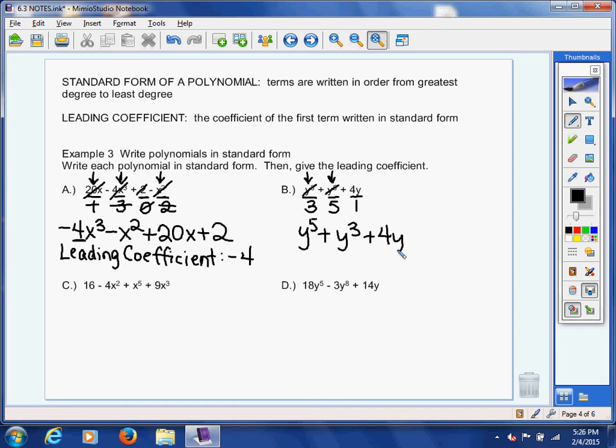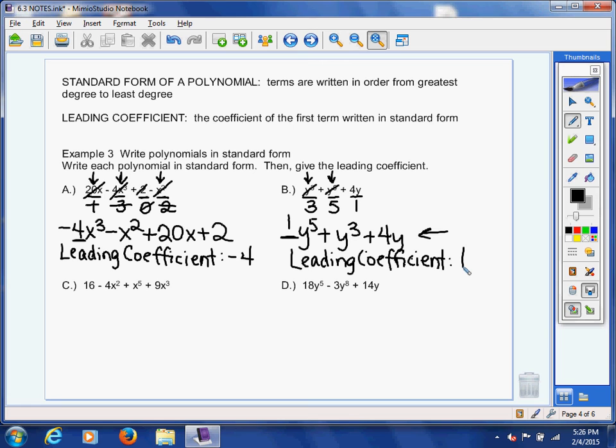It's in standard form. Now, we want to identify our leading coefficient. Okay. It's always the number in front of your first term when it's in standard form. Now, it's in standard form right here. That's standard form. So what's the number in front of y to the 5th? Well, I don't see a number. You're right if you thought it was an understood 1. And so our leading coefficient is 1. You nailed it. You got it. Great job.